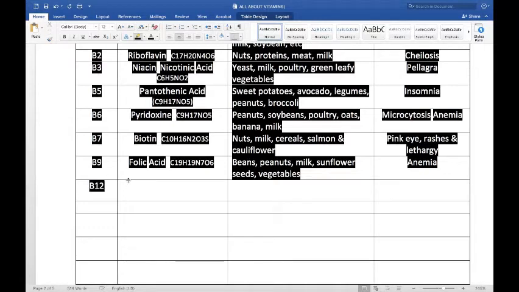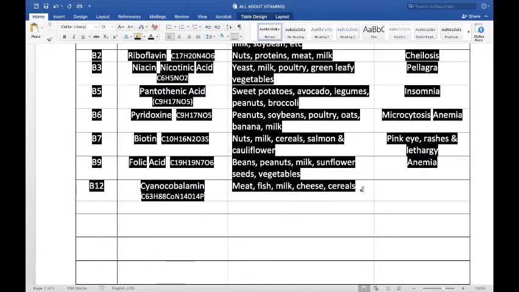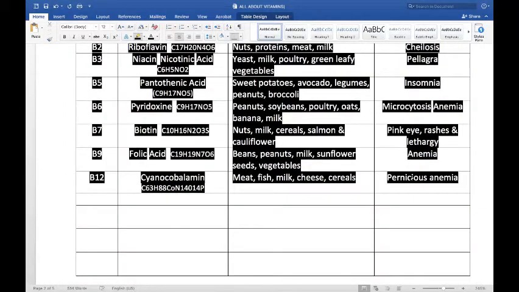Next is vitamin B12. Vitamin B12 is known as cyanocobalamin, and this is its chemical formula. Cyanocobalamin can be found in meat, fish, milk, cheese. A lack of vitamin B12 can cause pernicious anemia. And in this type of deficiency, the body cannot make healthy red blood cells.